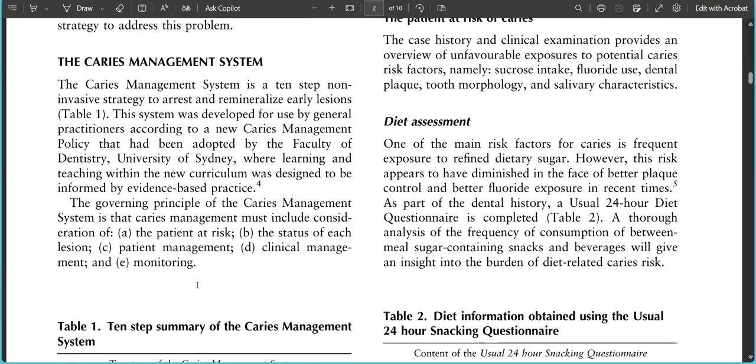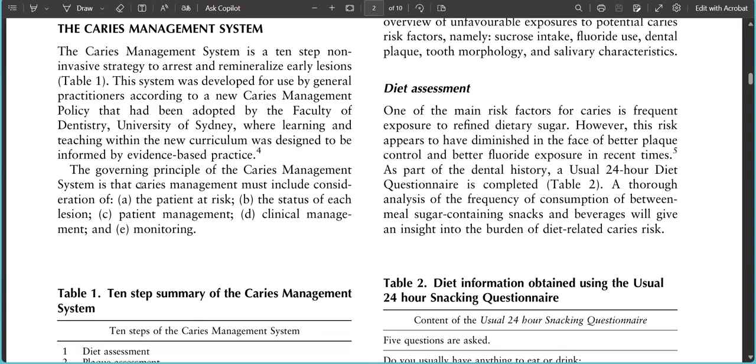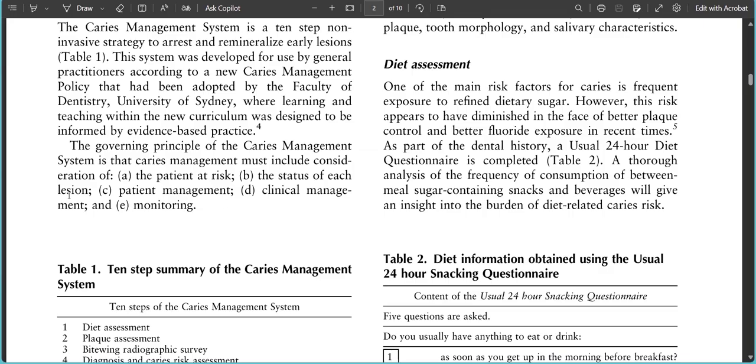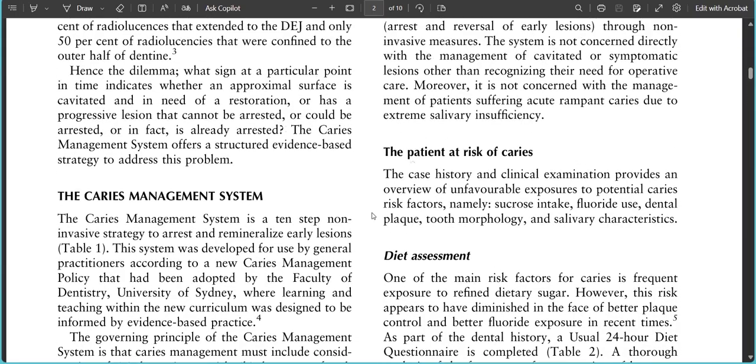So in this topic, we will understand how in total we need to take a holistic approach for our patient, from the start to the end, so that we can continue to monitor their progress. So there are some governing principles for caries management, which include: we first need to find out whether our patient is at risk, whether he is at high risk, low risk, or medium risk. Then we need to find out what is the status of each lesion, and then we need to tailor our management strategies accordingly. Okay, and we need to do the clinical management and also the monitoring, which is very important.